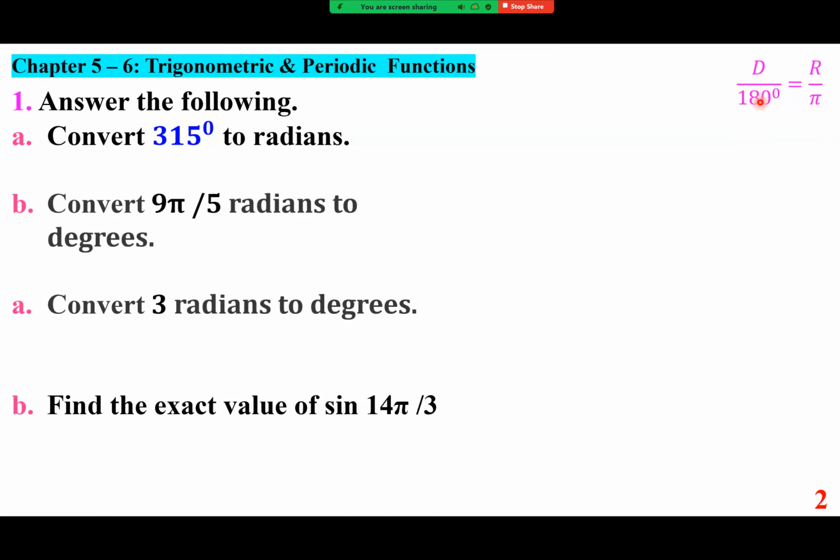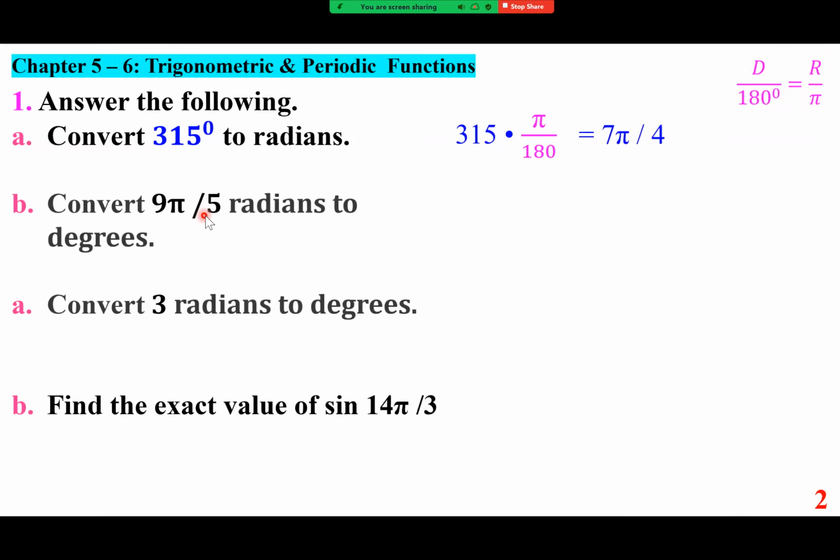For example, here, d is 315. So you replace the d with 315 and you find the missing r. Therefore, the missing r would be this d times pi over 180, which gives us 7 pi over 4. So this would be a nice formula to remember.